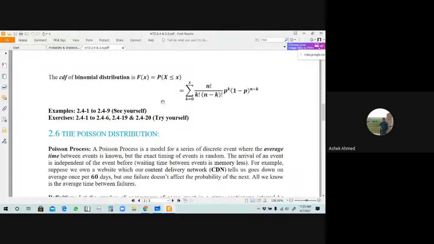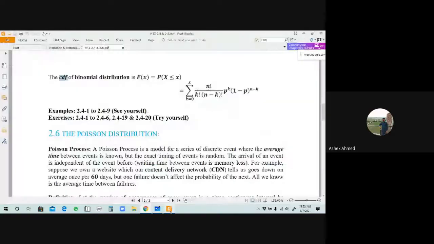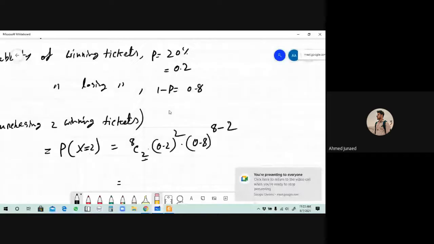Now we'll discuss the CDF of the binomial distribution. What is CDF? Can you remember about CDF? CDF was the cumulative distribution function. Understand? Can you remember? Sir, we remember a little, not clearly. You will have to recap it again at home, practice it.